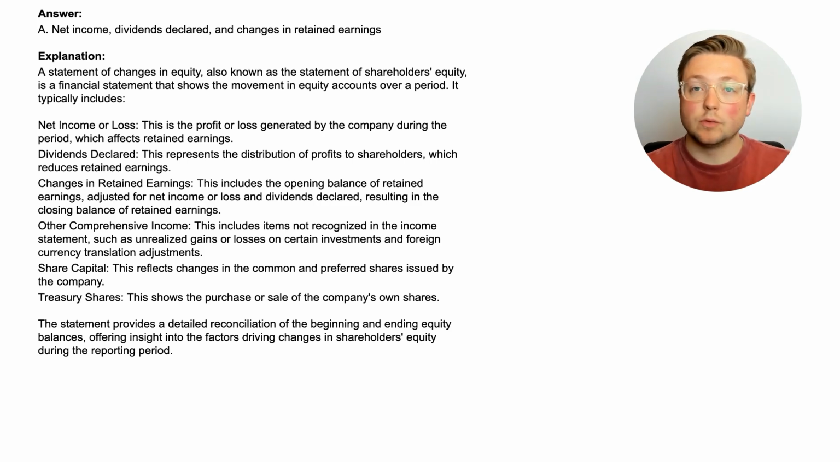So these first three, really it was just talking about retained earnings, which is a big part of the statement of changes in equity. And then there's other comprehensive income. This includes items not recognized in the income statement, such as unrealized gains or losses on certain investments and foreign currency translation adjustments. We just talked about those things in the previous videos. So this is something that flows into the statement of changes in equity. And then of course there's share capital, which is the changes in the common and the preferred shares issued by the company. You've probably heard that, common shares, that's a part of equity. And then treasury shares. This shows the purchase or sale of the company's own shares. So that's a reminder, treasury shares are basically the company purchasing back its own shares.